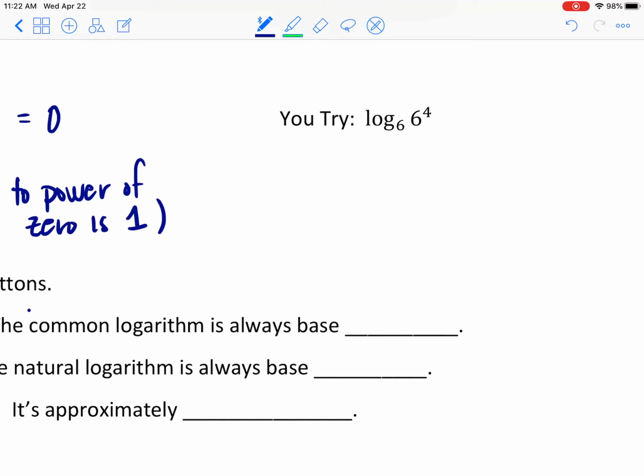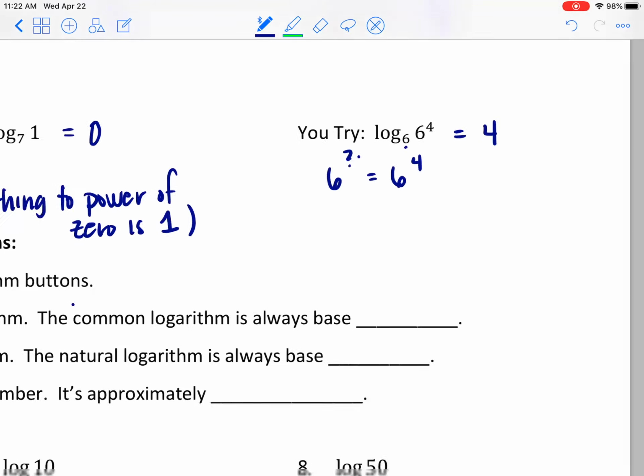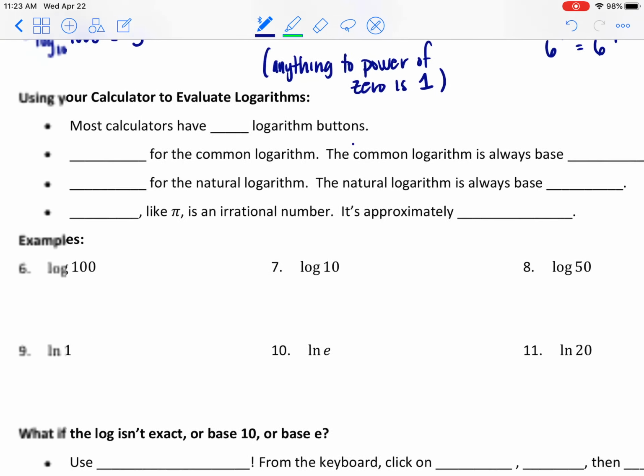Okay, if we were reading this, it says log base 6 of 6 to the 4th. So this is asking, 6 to what power is going to make 6 to the 4th power, which even sounds a little weird when you try to read it. So let me write this out for you. This is saying, 6 to what power is going to be equal to 6 to the 4th power, the argument? Hopefully we can see it now based on what we were doing yesterday. If those two bases are equal, don't those exponents have to be equal? They do, which means this is going to be equal to 4.